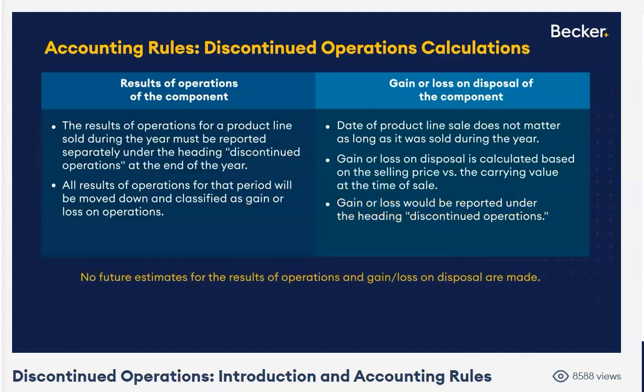Now, we don't estimate what's going to happen in the future here. We wait. So the results of operations are not estimated. We're looking back. It's December 31st. What was the results of operations, the revenues and expenses for that discontinued segment? Or we actually sold it. Okay, selling price versus the carrying value. There's our gain or loss on disposal.